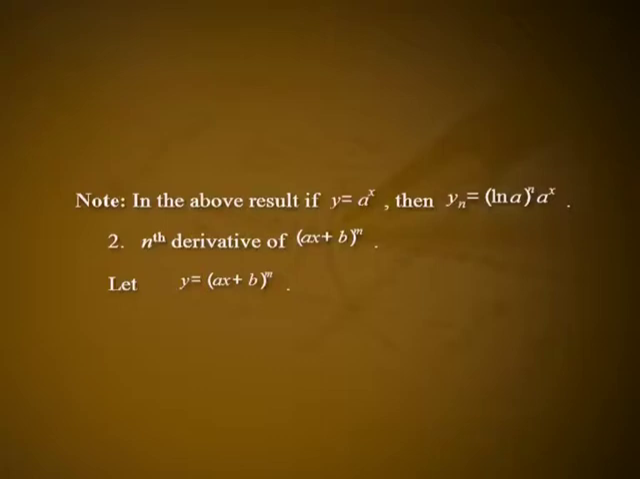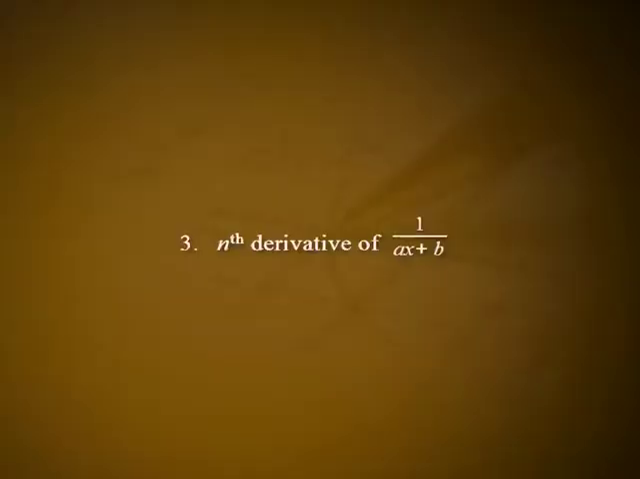Second one, nth derivative of ax plus b all raised to m. Let y is equal to ax plus b all raised to m. Then y1 is equal to m into ax plus b all raised to m minus 1. y2 is equal to m into m minus 1 into a square into ax plus b all raised to m minus 2. y3 is equal to m into m minus 1 into m minus 2 into a cube into ax plus b raised to m minus 3.